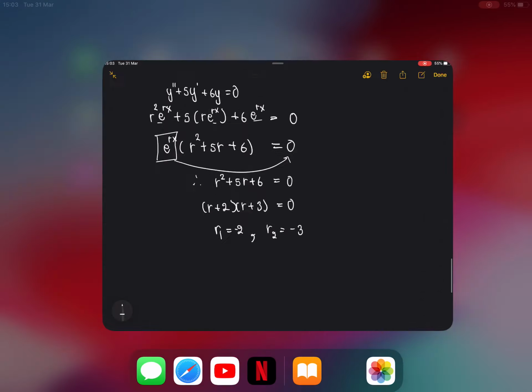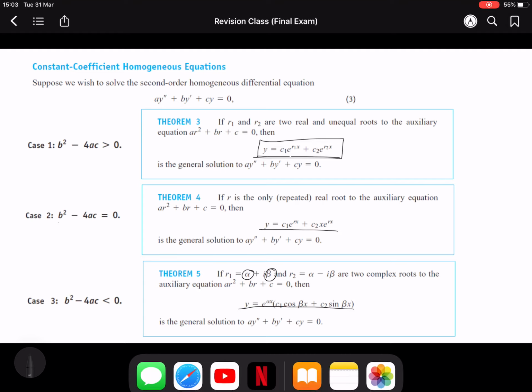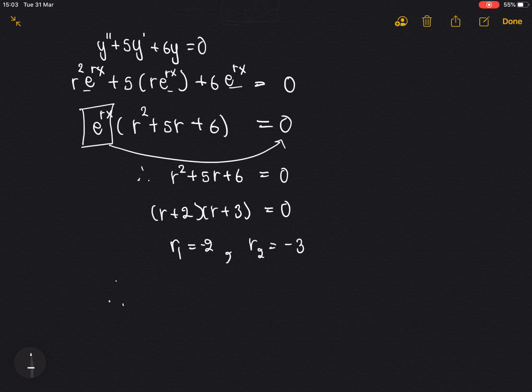So that falls into case number 1. When you have two different roots, you have to use these functions of y to form the complementary solution, right? Therefore, our yc here is equivalent to c1 multiplied with the exponential of r1, which is minus 2x, plus c2 multiplied with the exponential of r2, which is minus 3x. So that is the yc, alright.